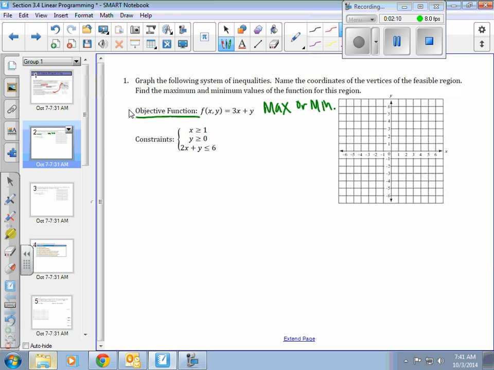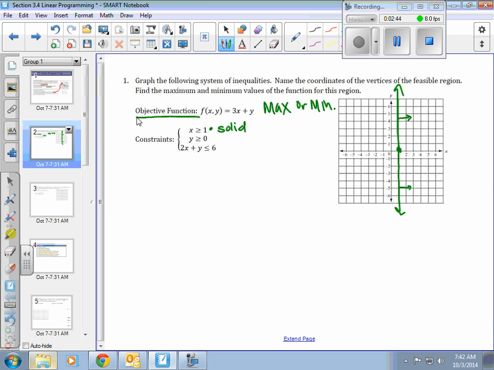Our first constraint is x is greater than or equal to 1. I'm going to do that in green. It is a solid line, and x equals 1 is a vertical line, so straight up and down. It says x is greater than or equal to 1, so I want to shade to the right of 1. You can shade all of it, but it might get messy, so I just do a few arrows to show which way I want to shade.